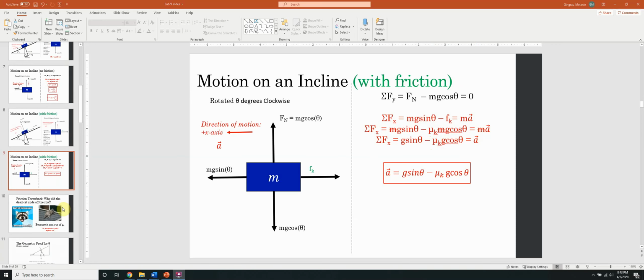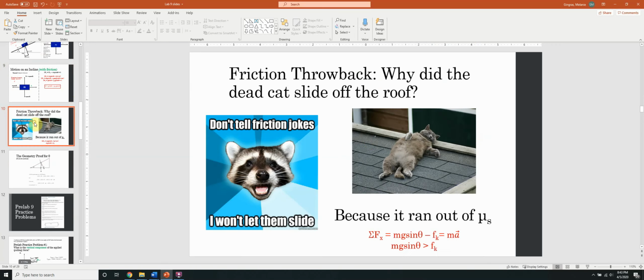All right, moving on. So quick little throwback. Why did the dead cat slide off the roof? Well, because it ran out of mu's, right? But specifically, because we just derived these equations, we know that mg sine of theta minus fk is equal to the total mass of the system times the acceleration. So the reason that it slid off the roof is because mg sine of theta was greater than fk.